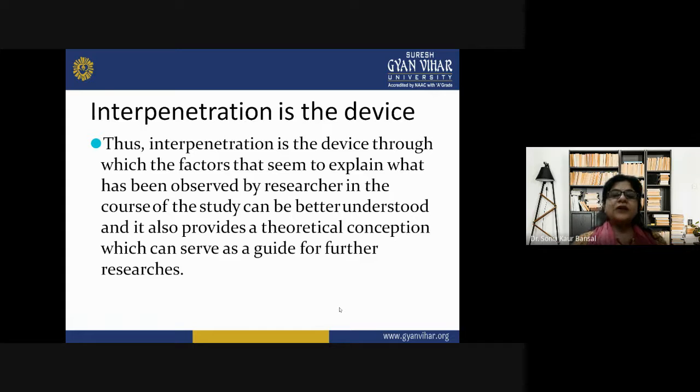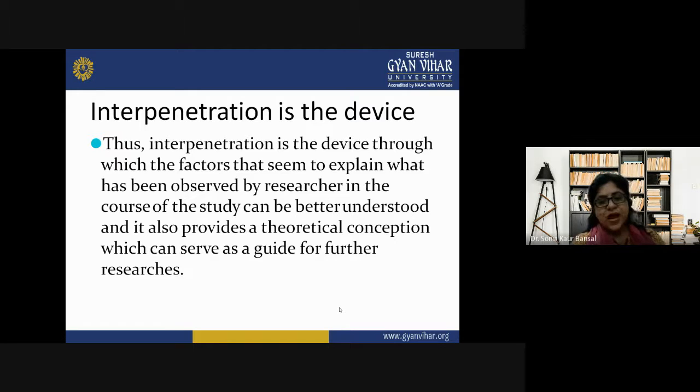So we can say that interpretation is the device, students. When I'm calling it a device, just understand it first. What is a device? A device is something that you take help from to explain something, to give meaning to your research. So interpretation is the device through which the factors that seem to explain what has been observed by the researcher in the course of the study can be better understood, and it also provides a theoretical conception which can serve as a guide for further research.